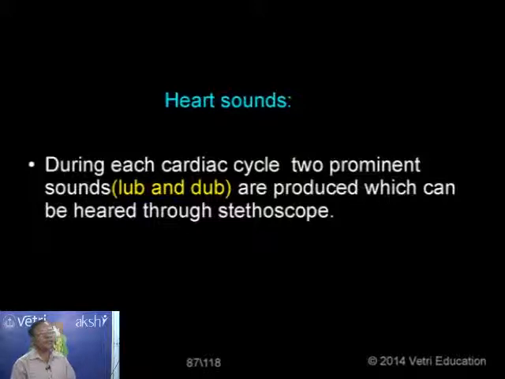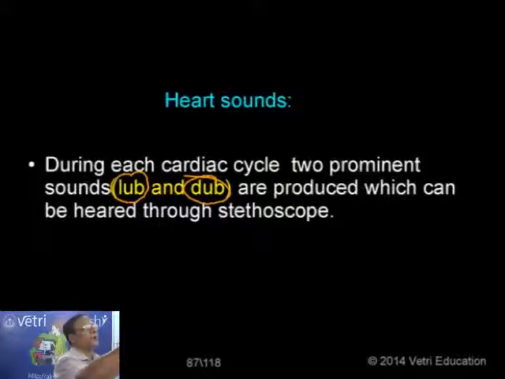We can hear 2 prominent sounds. One is called the lub, another one is called the dub. These 2 sounds are caused because of the closure of 2 different types of valves. One sound is produced by the closure of the atrioventricular valves. Another sound is actually caused because of the closure of the semilunar valves. So while these valves are closing, they can produce 2 different kinds of sounds, lub and dub, like that, lub, dub. So this is because of the closure of the 2 valves.